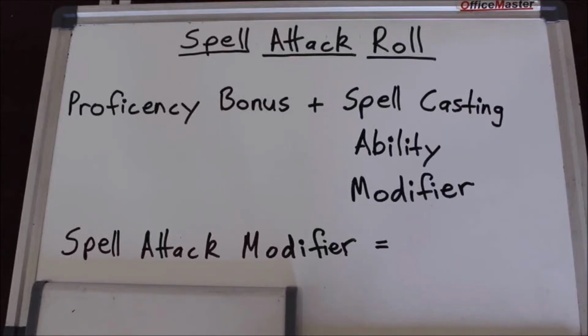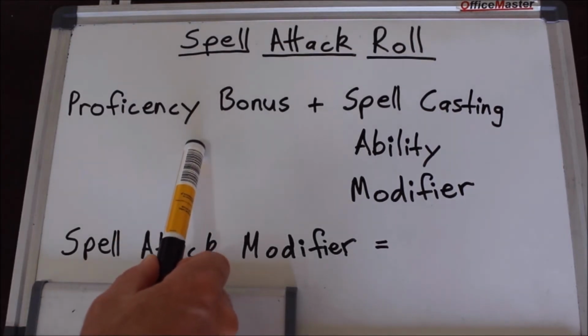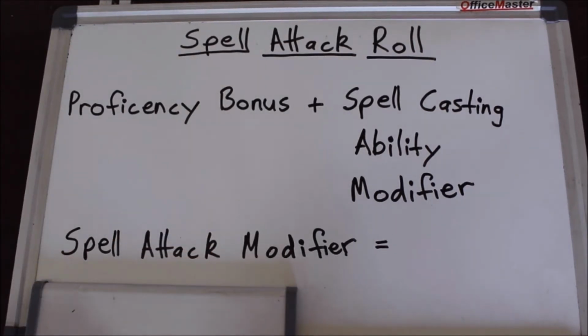The second type of spell is an attack roll, a spell attack roll, and this is targeted at the monster or NPC's armor class or AC. So how do you figure out your spell attack roll or modifier if you're casting a spell that makes a ranged or a melee spell attack? First of all, you need to know what the proficiency bonus is for your character, and you also need to know what the spell casting ability modifier is.